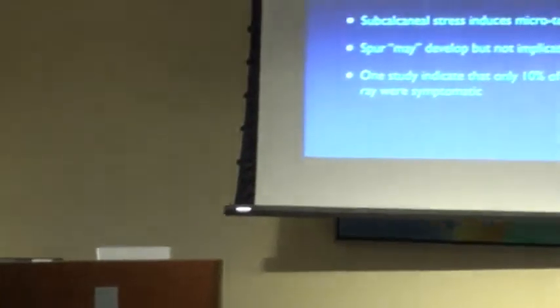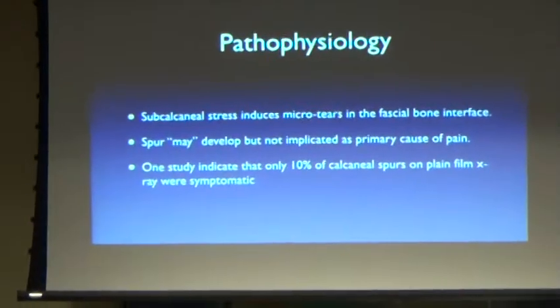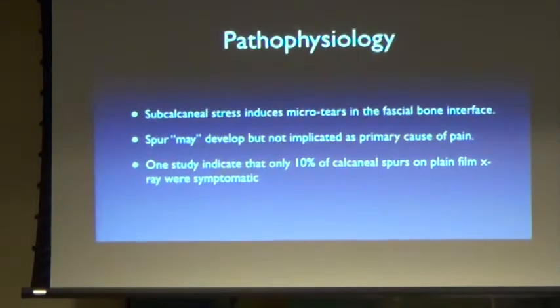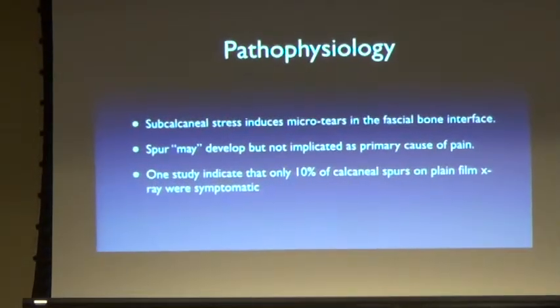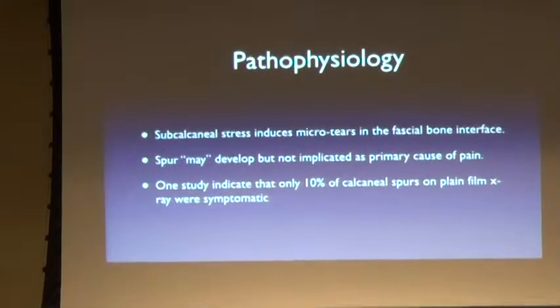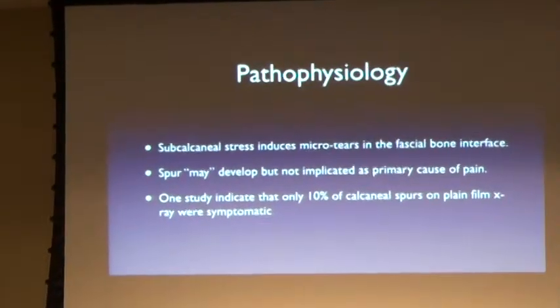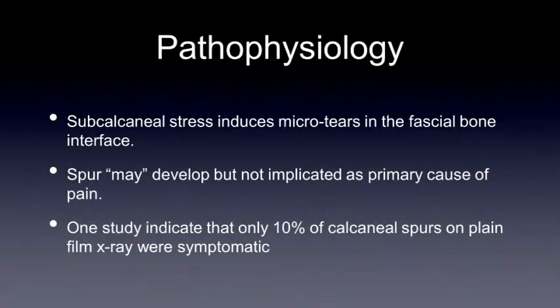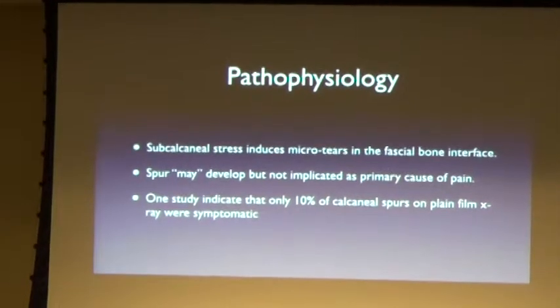Again, pathophysiology. Pathophysiology just means, what is the pathology behind what causes this? Again, the subcalcaneal, or below the heel, stress causes these little micro tears in that ligament in the bottom of the heel. The spur may develop, but it is not implicated as the primary cause, as I just stated. One study indicated only 10% of the spurs on plain film X-ray were symptomatic. Well, that goes without saying, as I just said. If you take an X-ray, 90% of you will only have it.